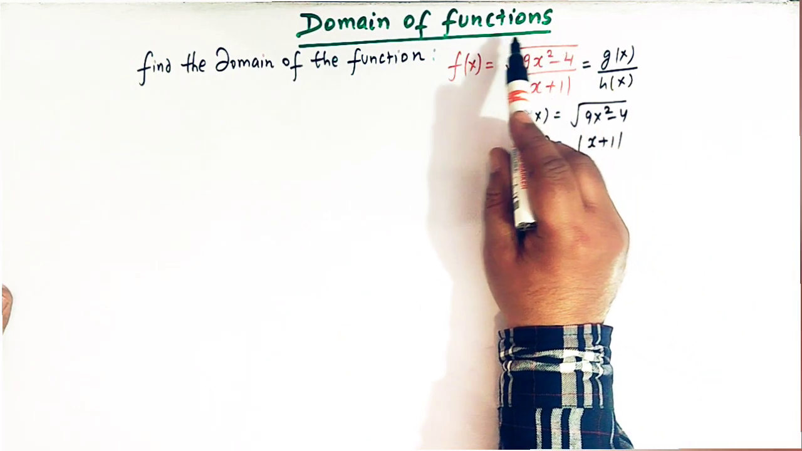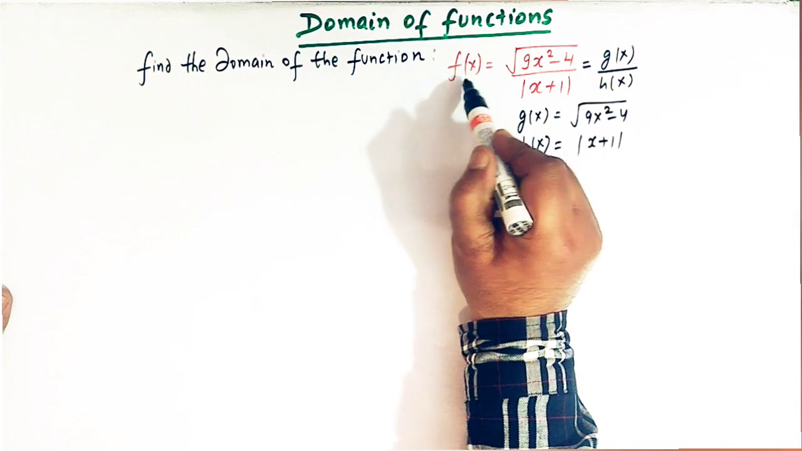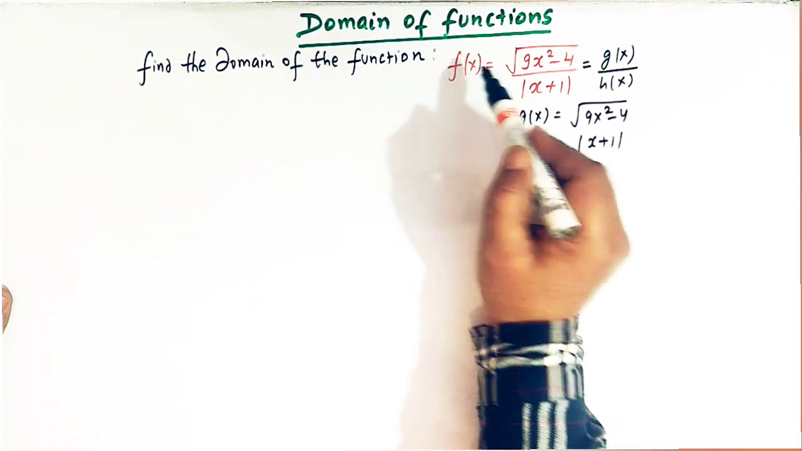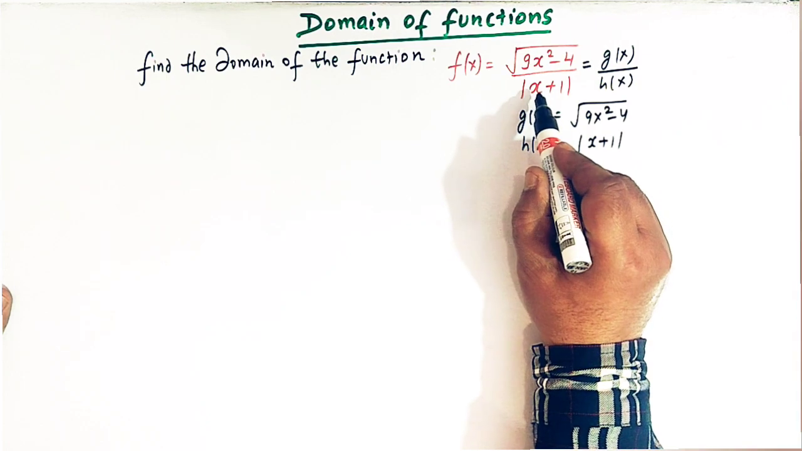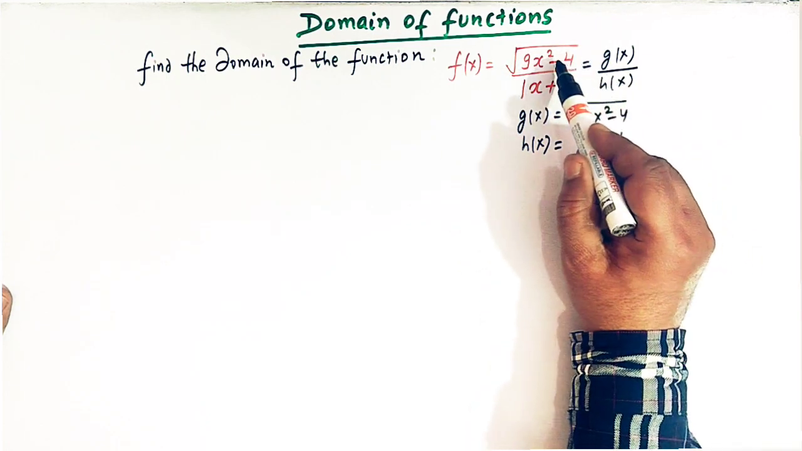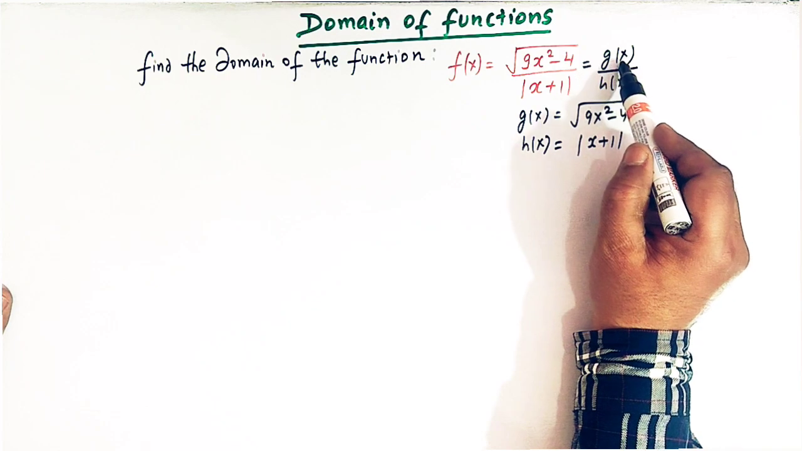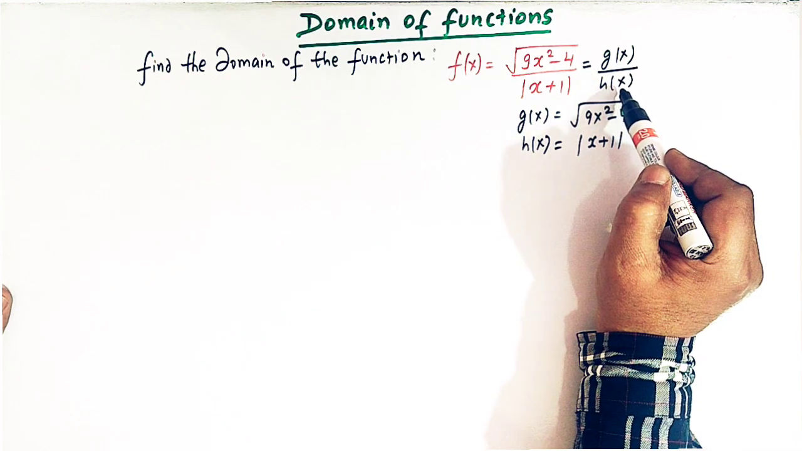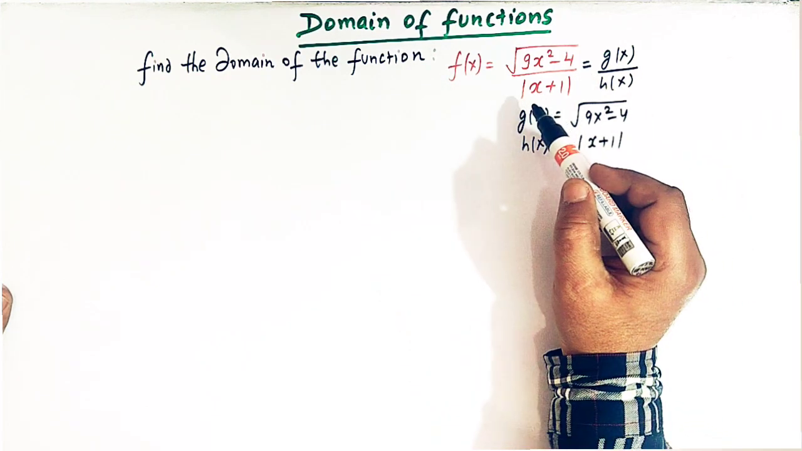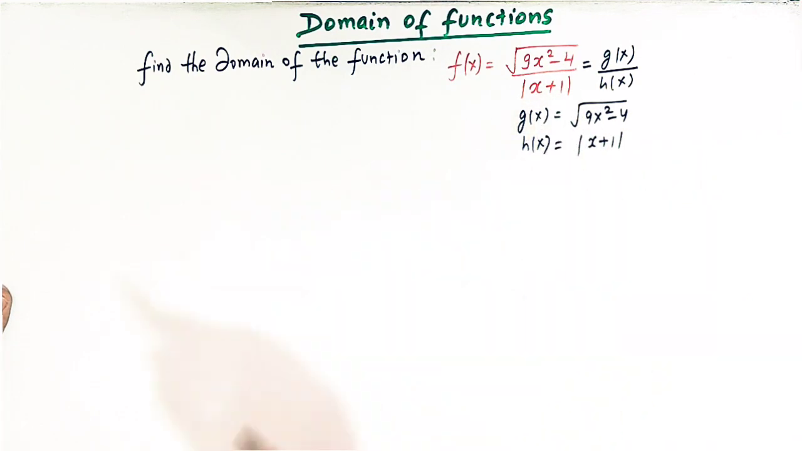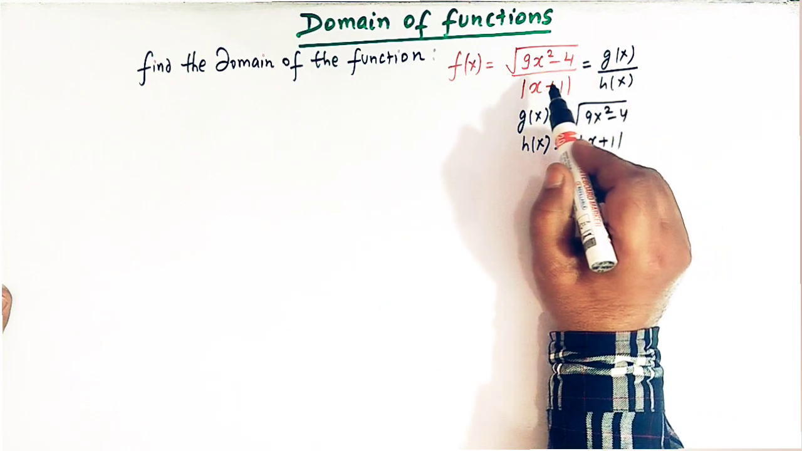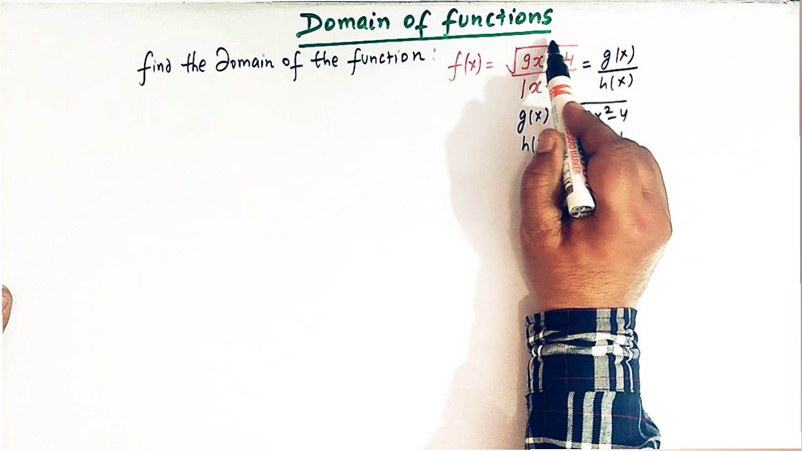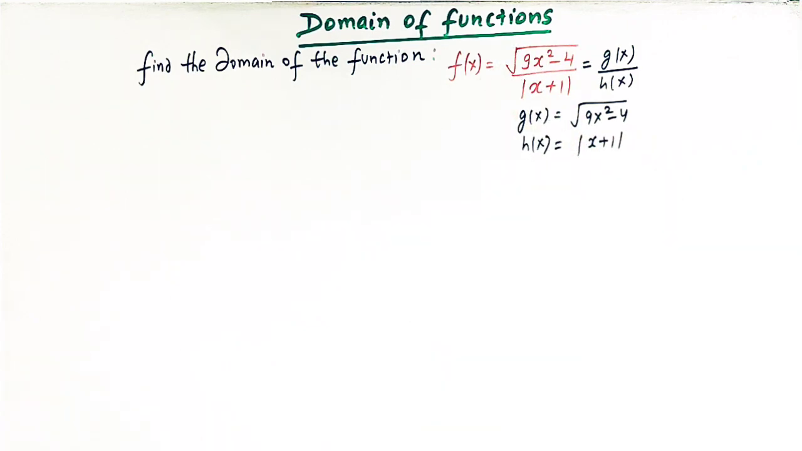So to find out the domain of this function f of x, we have to search for those values of x which are common to both the functions, that is g of x and h of x, right? So by domain of a function, we mean all the valid values of x, right? So we have to find all the values of x which make this function defined, right?